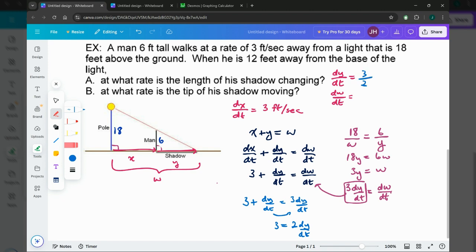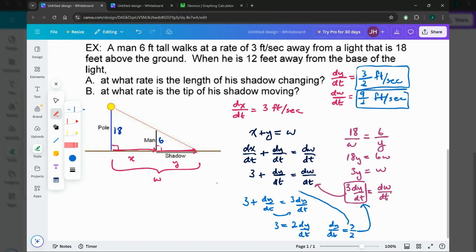And what would be the units? Well, y would be measured in feet. The time would be measured in seconds. Your shadow is changing 1.5 feet per second at that instant. Well, how do I find dw/dt? Well, if dy/dt is now 3 halves, couldn't I plug it in right there and multiply it by 3? dw/dt would be 3 times 3 halves, or 9 halves feet per second. The tip of your shadow would be moving 4.5 feet per second. Heck, I could have plugged that 3 halves back in up here and solved as well. 3 plus 3 halves is 4.5.